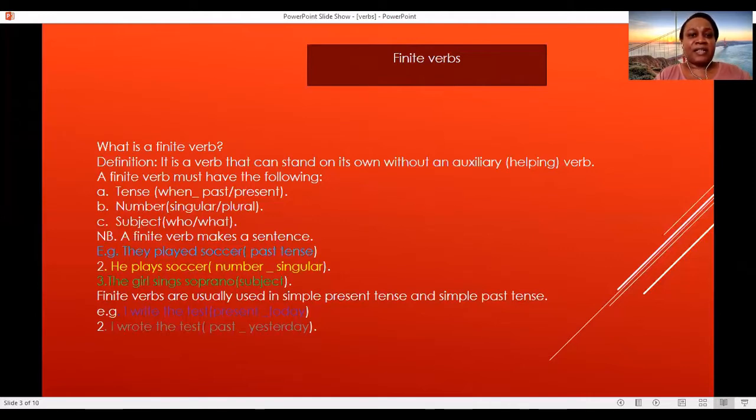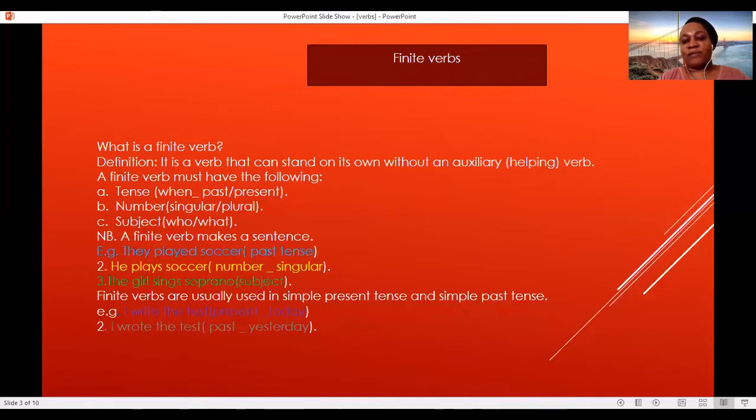Right, let's look at it further. A finite verb must have the following. A, tense. It must tell us when. Is it the past or the present tense? B, it must give us the number. Is it singular or plural? And it can have a subject, which has to do with who or what. The finite verb must have those which I've just highlighted.